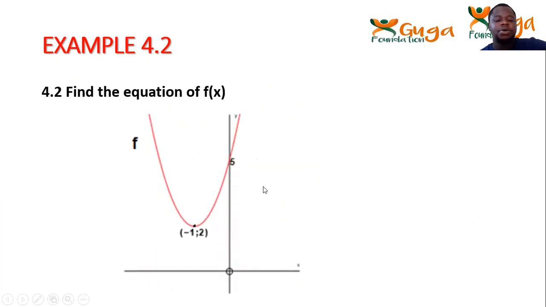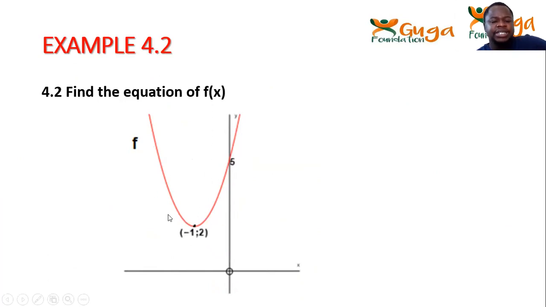Example number 4.2, find the equation of f of x. So now, in case of this, you remember when I was saying you've got an idea that your a should be positive, okay? Your graph is upward facing, and then you've got an idea that the roots here, you don't have roots, so these are non-real roots. So these are just properties that we were discussing. And then you've got a turning point.